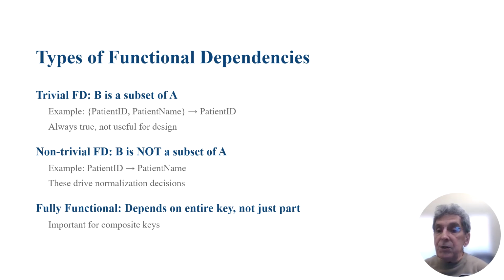Finally, a fully functional dependency means the dependent relies on the entire determinant, not just part of it. This becomes important when we have composite keys, keys that are made up of multiple attributes. If an attribute depends on only one part of a composite key, that's called a partial dependency, and it's a problem we'll address in second normal form. For now, just remember, we care about non-trivial dependencies and we want attributes to depend on the whole key.